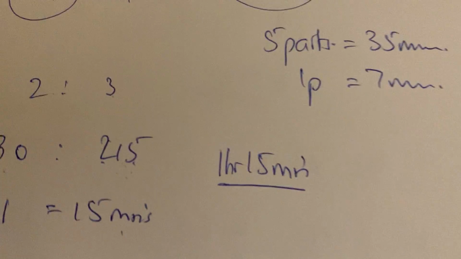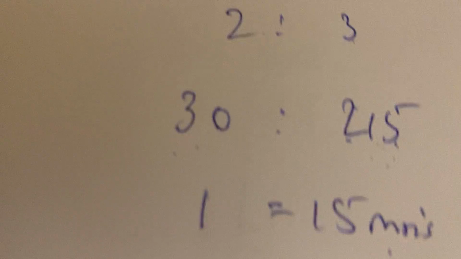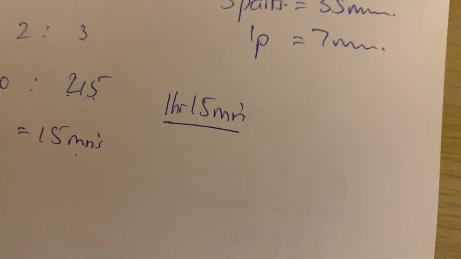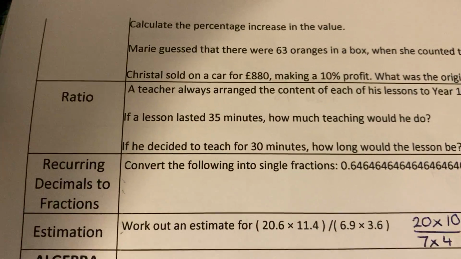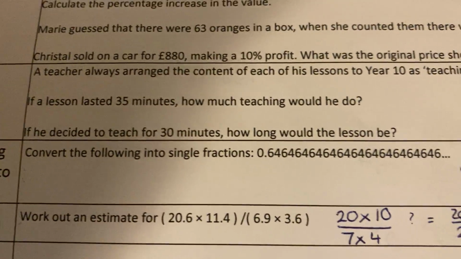I'll post this. Well, no, let's just do another one quickly. Recurring decimals to fractions. Ooh, right. Are these recurring? No, that ain't recurring. Where's recurring? Well, let's just look at the question here. It's disappeared. Can you believe they put a man on the moon? Right, okay. Convert the following into a single fraction. Oh, look, here we are.